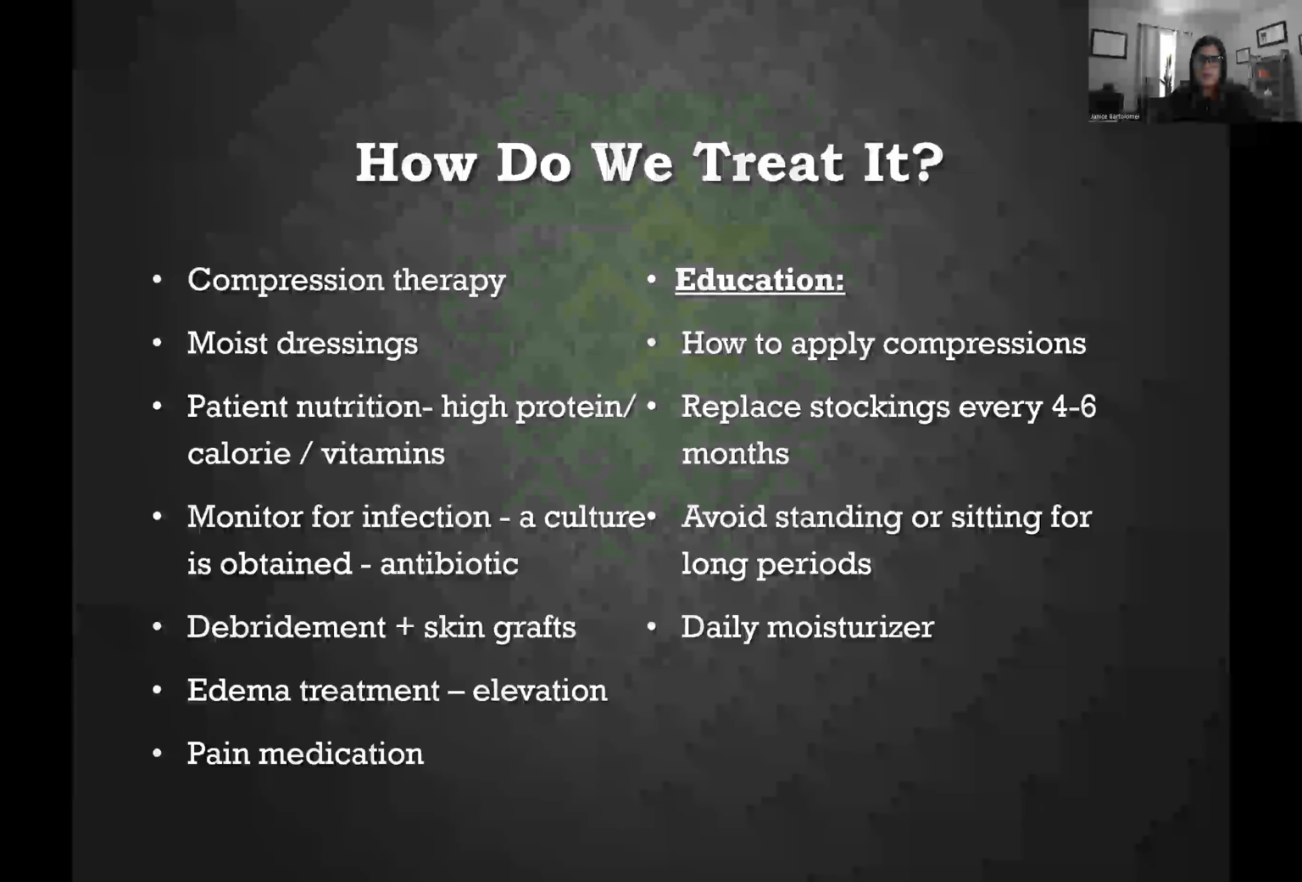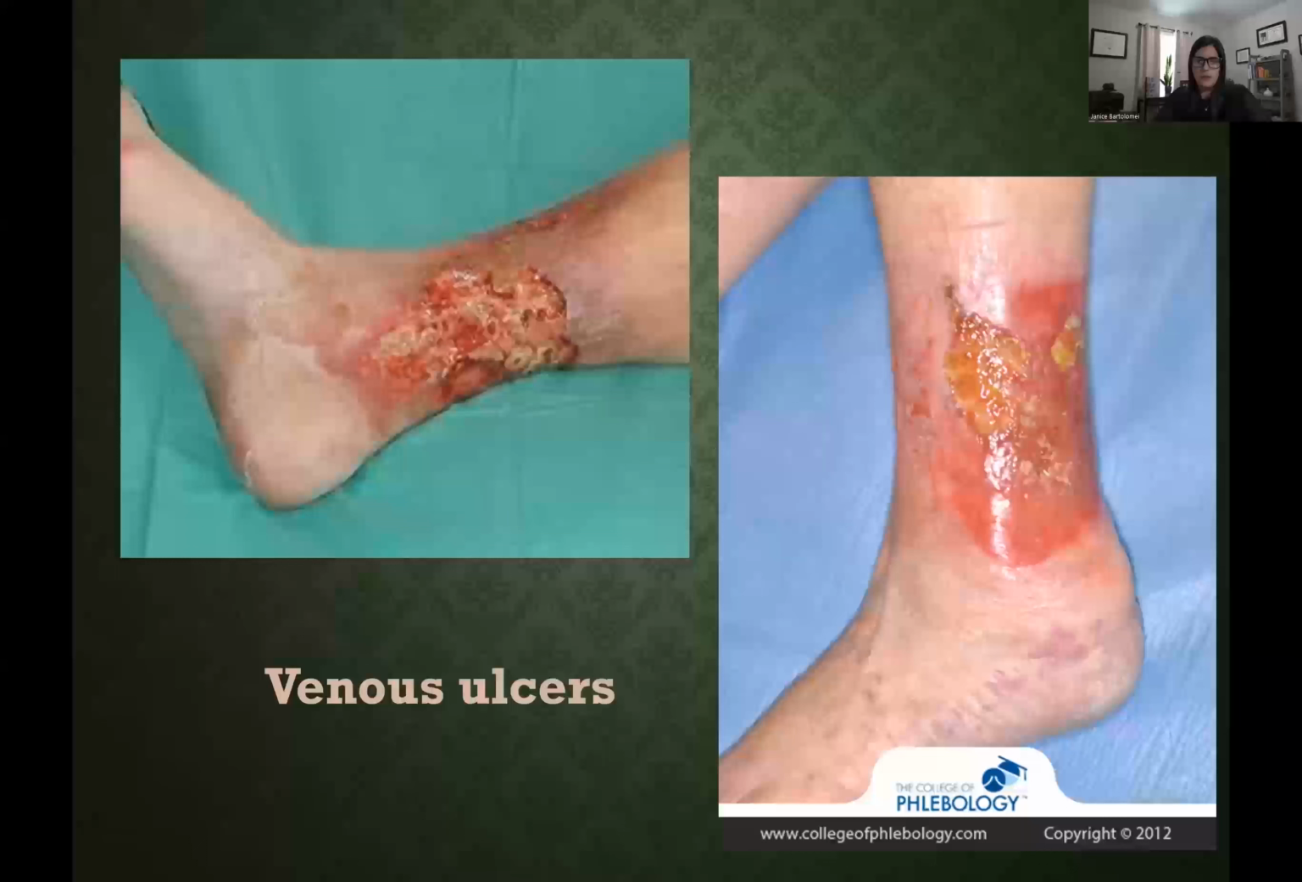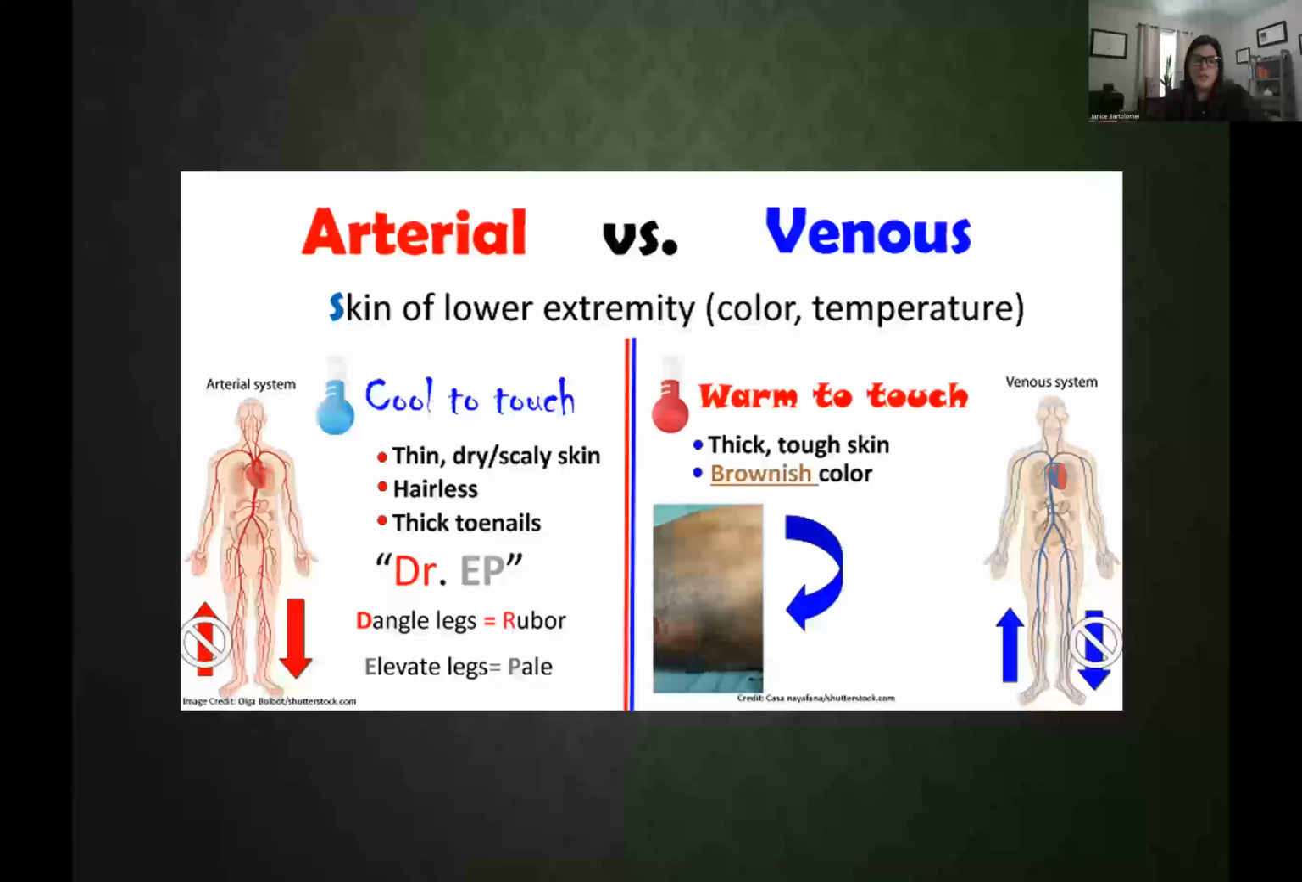Here's how the venous ulcers look. If you notice, the borders are not really distinct. They're all over the place. And they can also be very deep, where you can see tendons and sometimes muscle and bone. Here's an easy-to-read hint on how to remember arterial versus venous. I'm going to skip through these, but you can pause me if you want to look at the details.